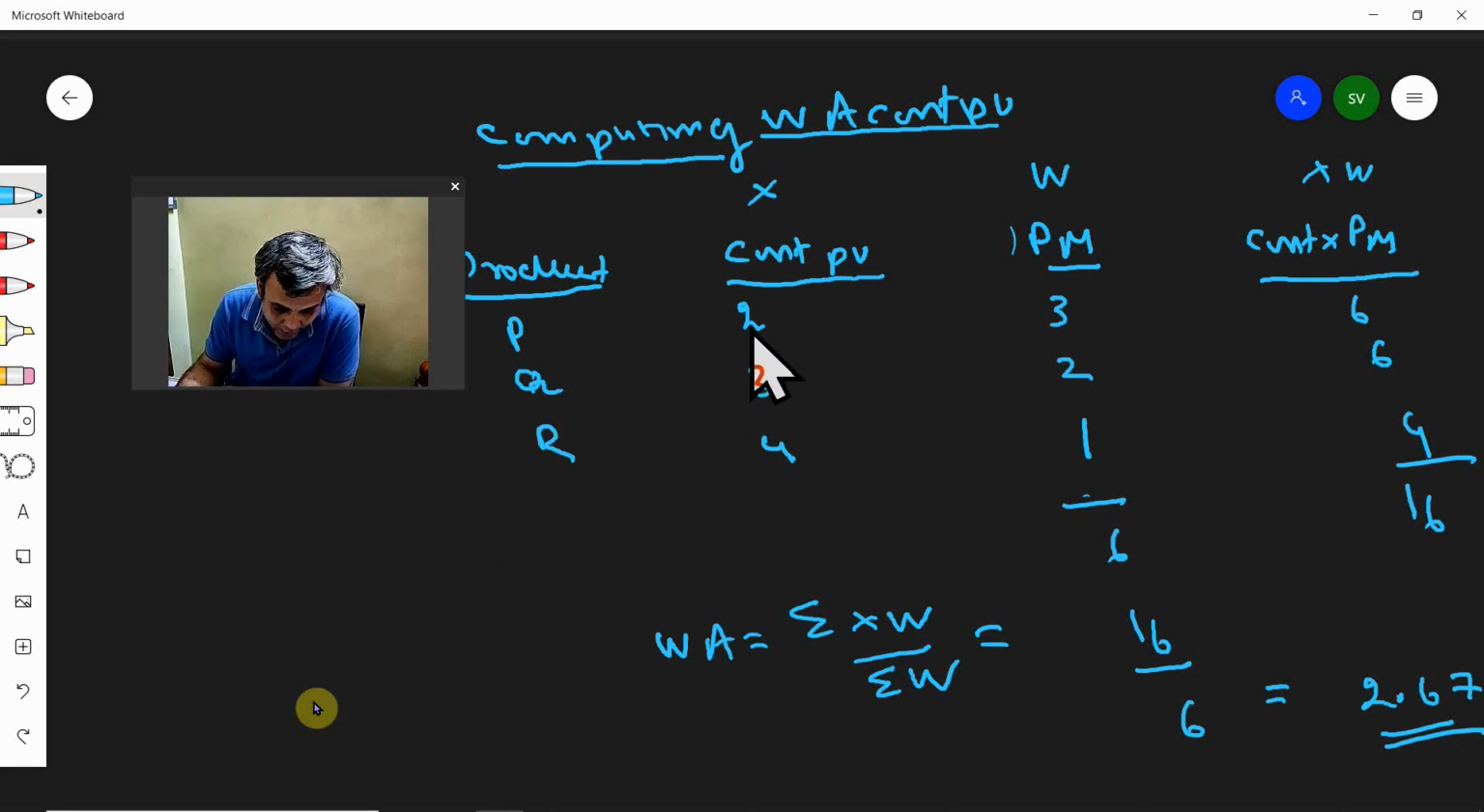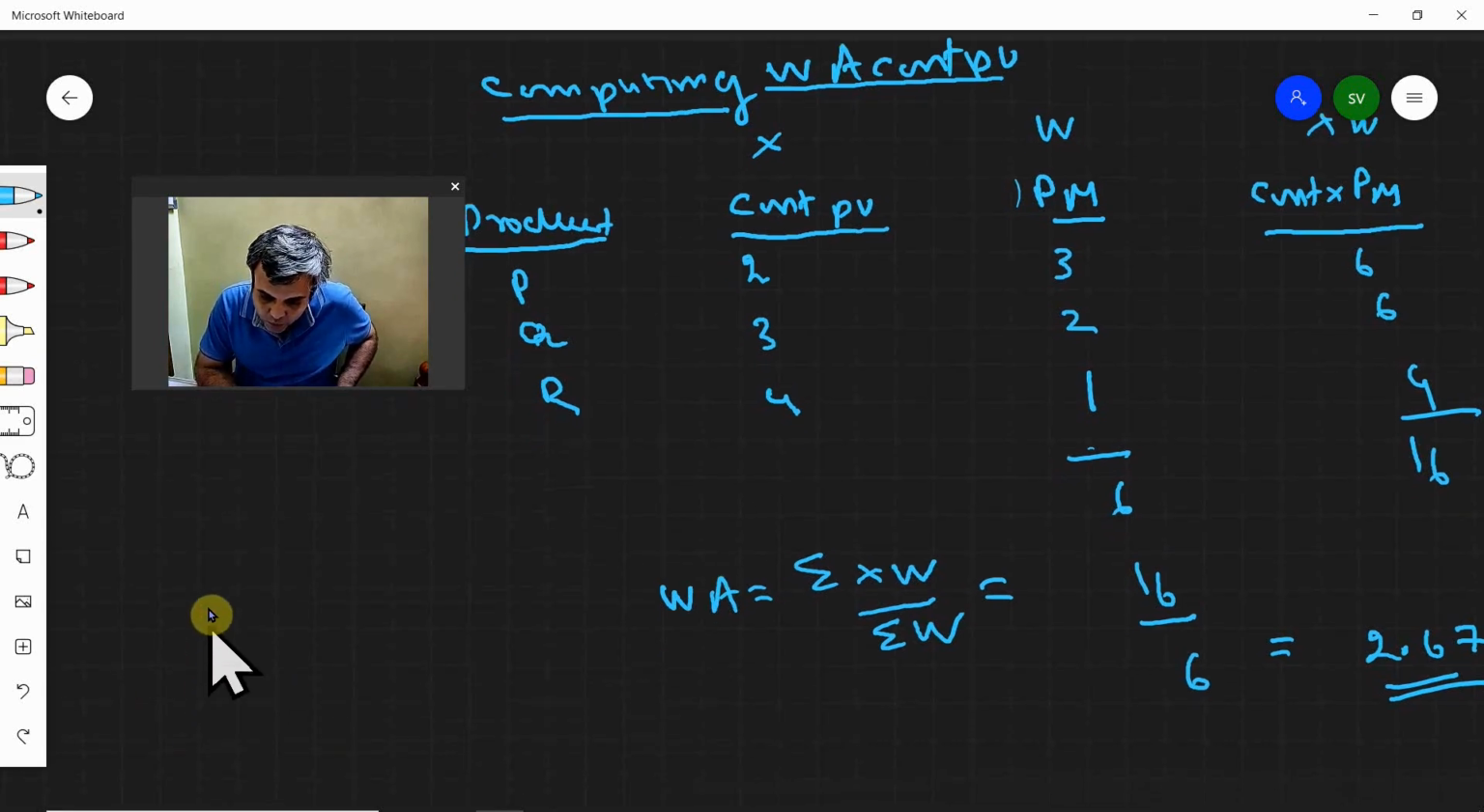So I'm trying to calculate average of contribution now. What I'm trying to calculate the average of, that is x. And what am I going to use as weight? That is, in this case, product mix, that is w. Weighted average is equal to, you have to multiply x and w, total it up. Then it is sigma xw divided by sigma w. Sigma w here is 6, 3 plus 2 plus 1. Sigma xw is 16. So weighted average contribution that we have found out is 2.67. It is rupees 2.67 per unit. That's how you calculate weighted average contribution per unit.